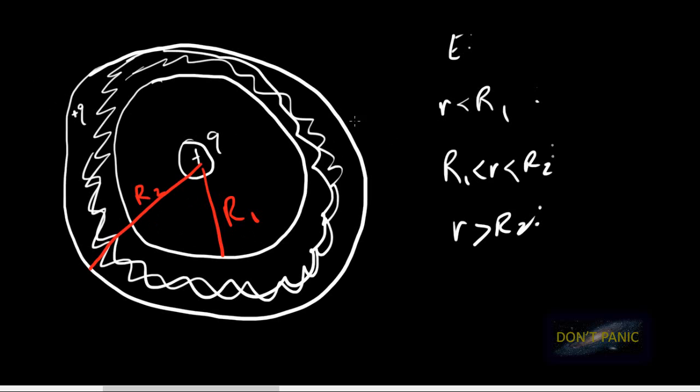Then for R less than R1, we're here, so we're going to draw our Gaussian surface. The charge enclosed by this Gaussian surface is Q, so the electric field is going to end up being kQ over r squared again. Then when you're here inside the conductor, the electric field has to be 0. So we can blindly say it's 0.